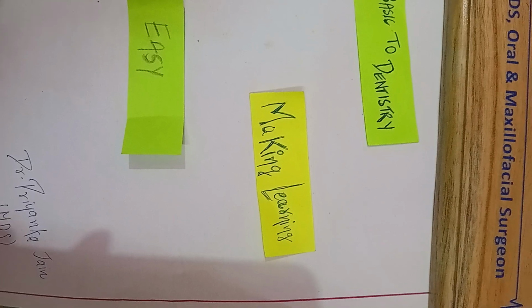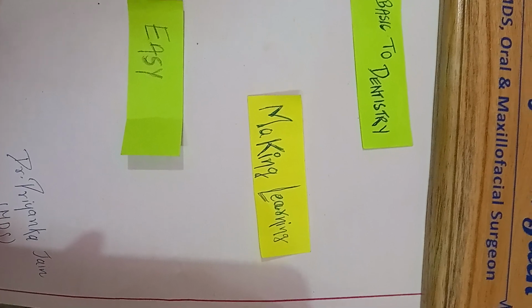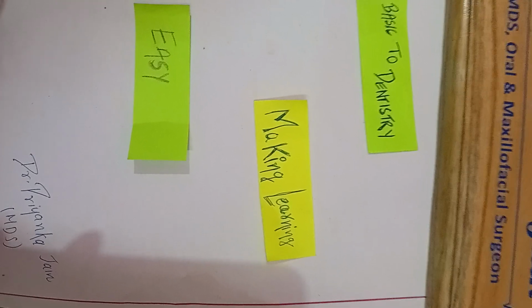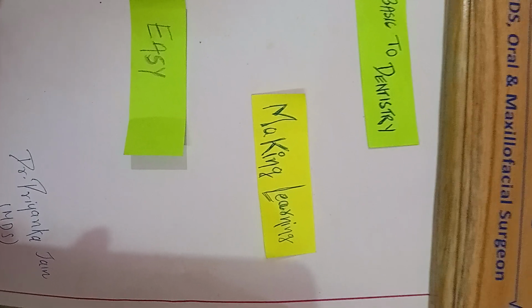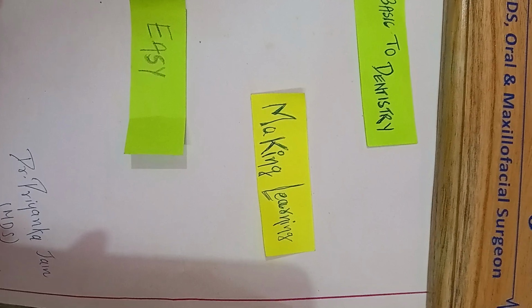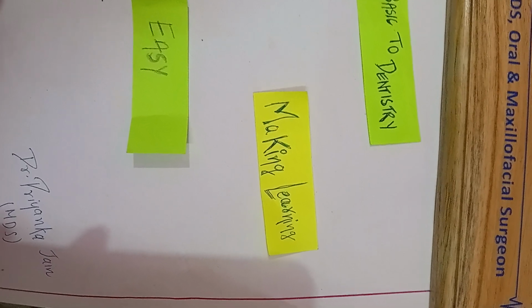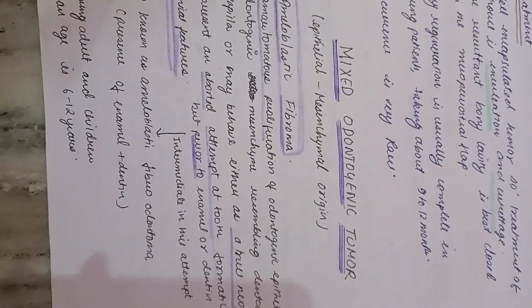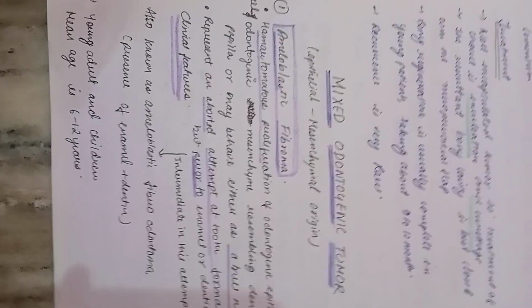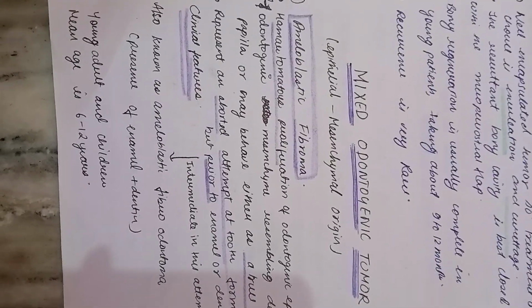Now today's class will be starting with mixed odontogenic tumors. Mixed odontogenic tumor means it has both epithelial and mesenchymal components. When we complete the mixed ones, we'll start with the mesenchymal origin tumors. So let's start today's class. Mixed odontogenic tumor means epithelial and mesenchymal origin.